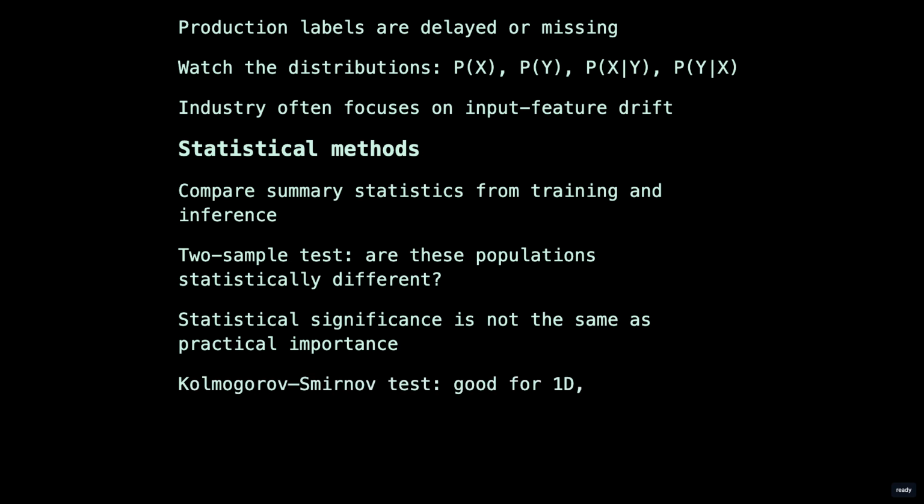The KS test is a classic non-parametric two-sample test, which makes it flexible for one-dimensional numeric data like predictions or labels. Its limitation is that it does not scale well to high-dimensional feature spaces, and in practice it can also be slow and noisy.